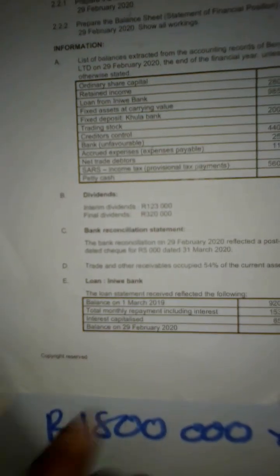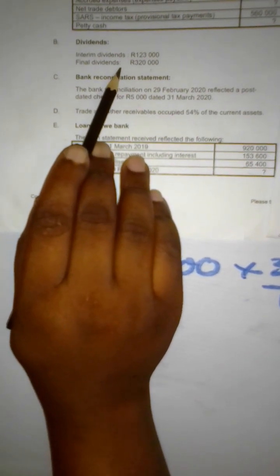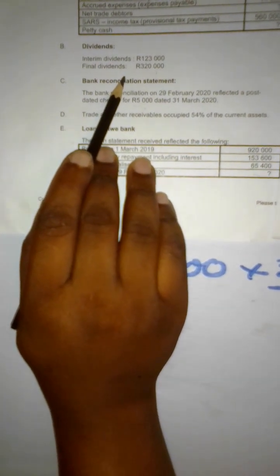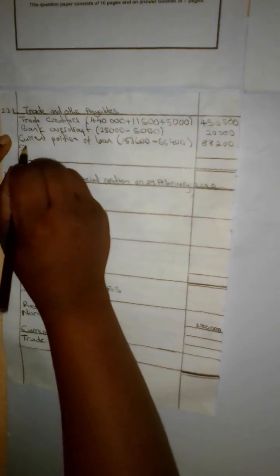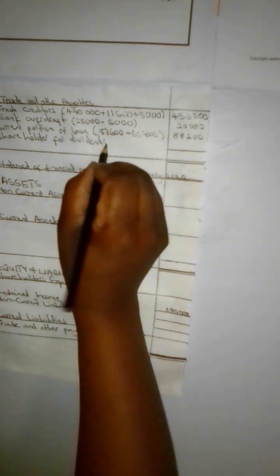Okay, let's check our dividends. We've got B dividends. We've got a final dividend of 320,000. That is also another amount that will make up our trade and other payables. So we are going to write it also. We are going to indicate shareholders for dividends, 320,000. Okay, so these are all the amounts that make up our trade and other payables.